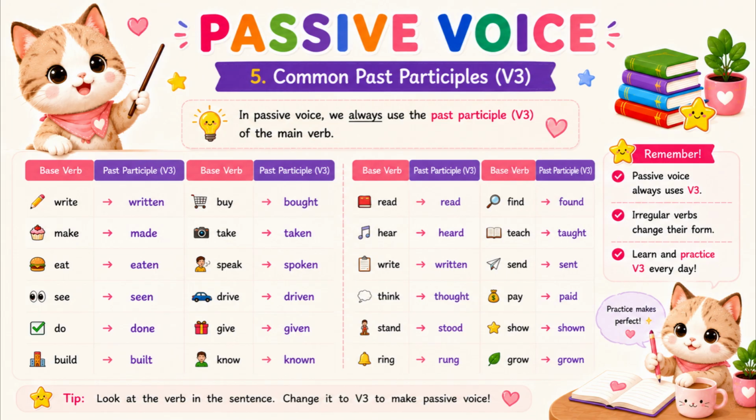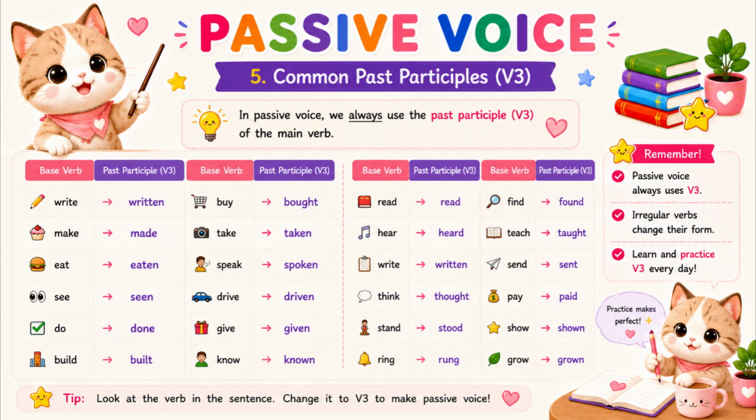Next. Buy becomes bought. Take becomes taken. Speak becomes spoken. Drive becomes driven. Give becomes given. Know becomes known. Next. Read becomes read. Notice that the spelling stays the same, but the pronunciation changes. Hear becomes heard. Write becomes written. Think becomes thought. Stand becomes stood.